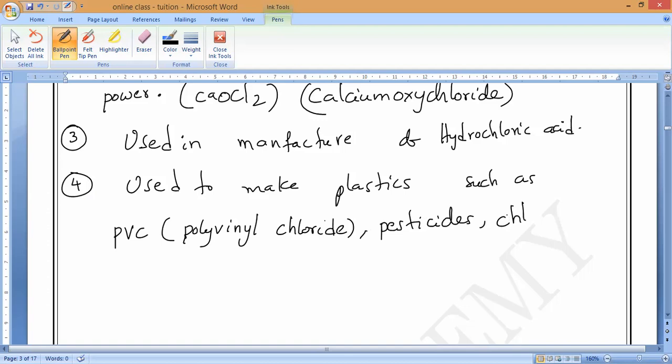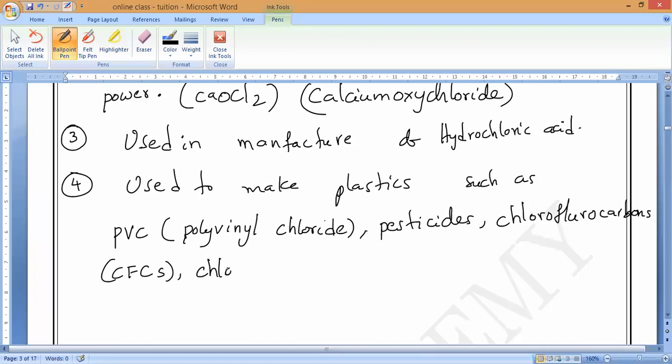Disinfectants kill germs like bacteria in plants. Understand? Pesticide. Next one, CFC. What do you mean by CFC? Chlorofluorocarbon. When you were in class 8, I told you this is one of the greenhouse gases. Is it yes or no?